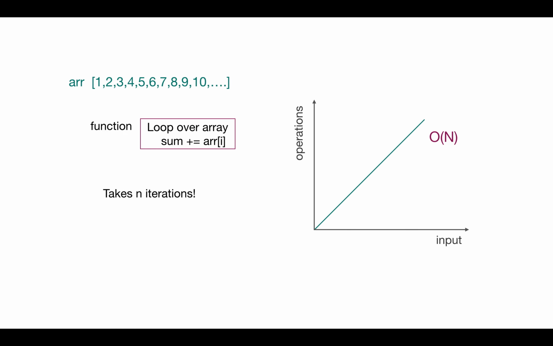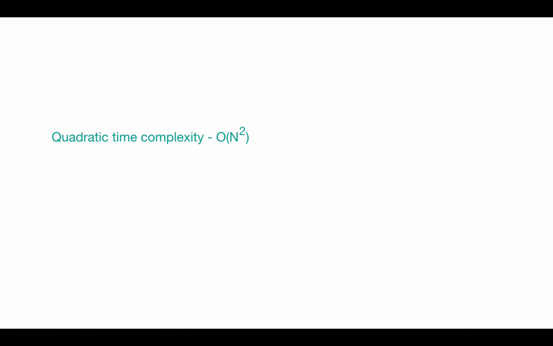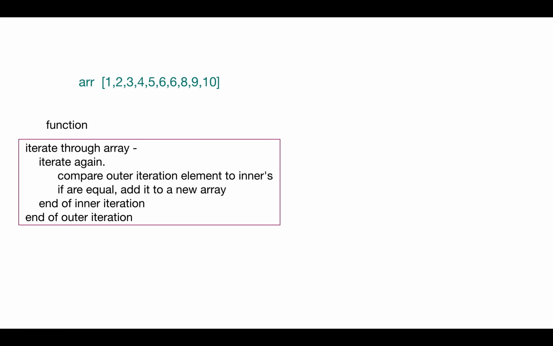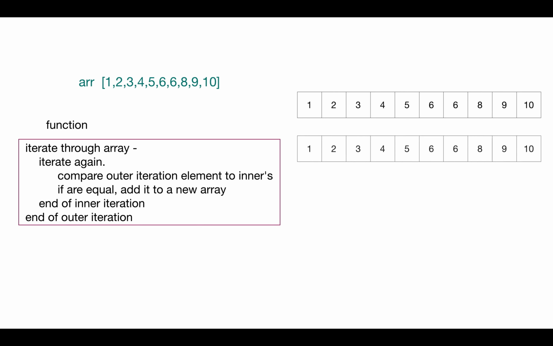Now the complexities after this are a bit horrible. Next we have quadratic time complexity. It is, as you can see, O(n) square. So in this type of complexity, the performance of the function is directly proportional to the squared size of the input data. For example, whenever we are writing a loop inside a loop, this complexity will occur. Like if you are given an array of size 10, and you need to find the duplicate in this array. For this, a nice solution will be something like iterating through the array and iterating again.